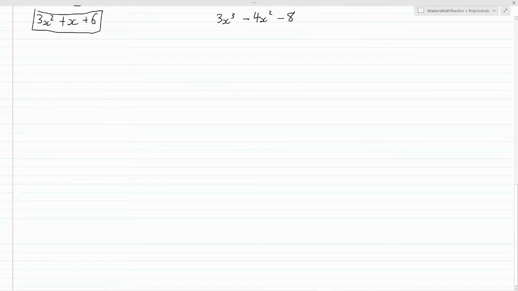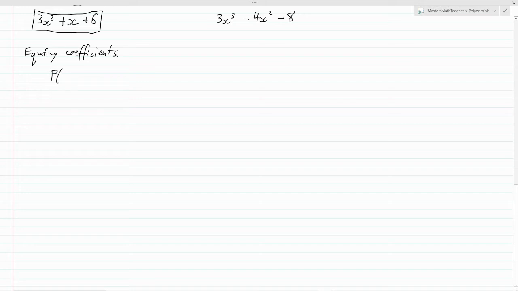And the final thing I want to explore here is called equating coefficients. I'm actually going to write that up here. Equating coefficients. So what that means is if we set two polynomials equal to each other, their coefficients must be the exact same. So let's take a look at this example here.